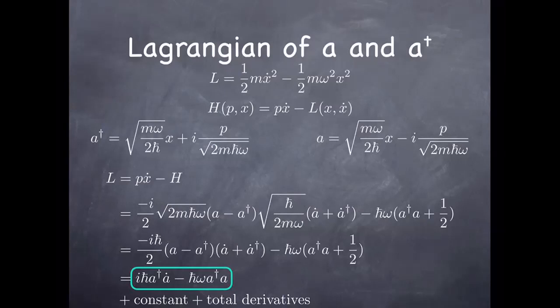Yes, I have two questions. The first one is you just say A times A dot is the total derivative of A squared. But what if A and A dot don't commute? So if you take the time derivative of A squared.